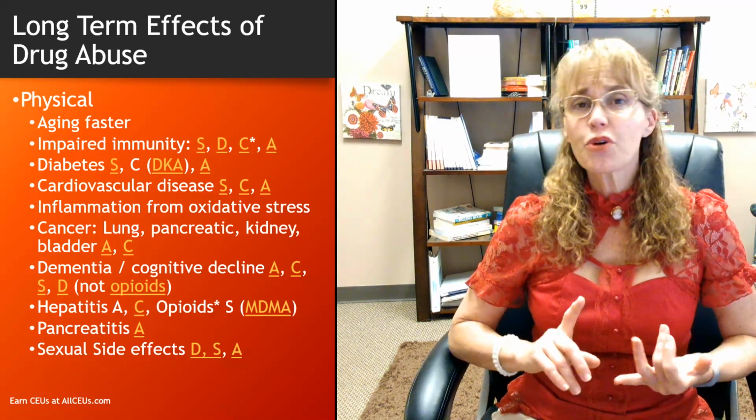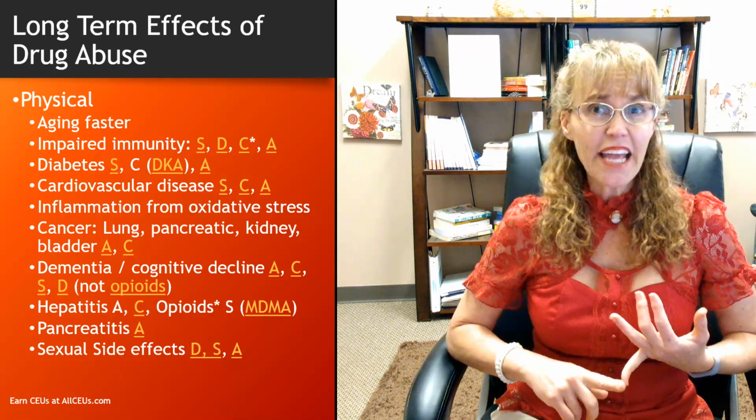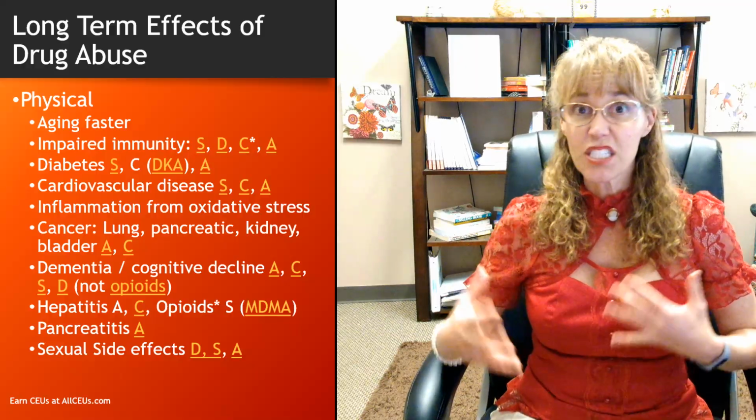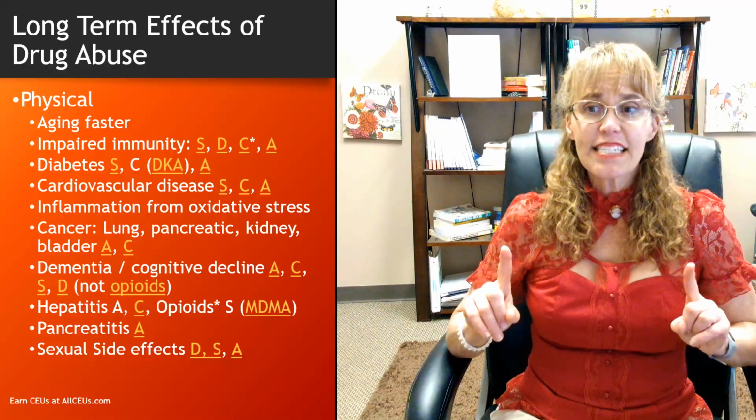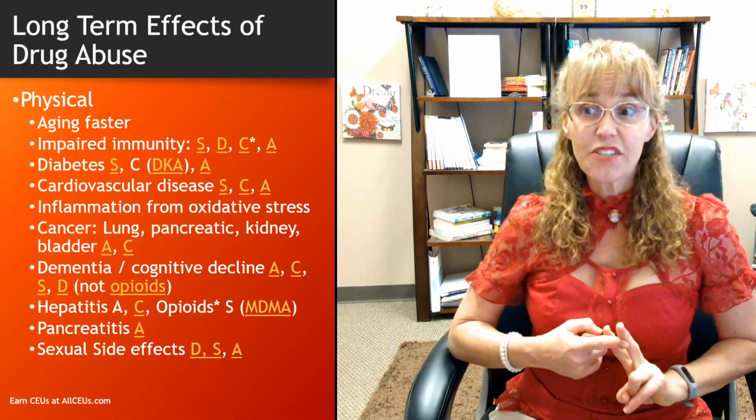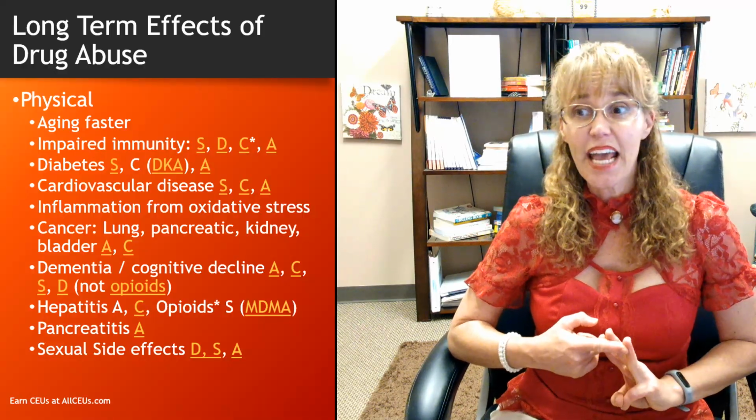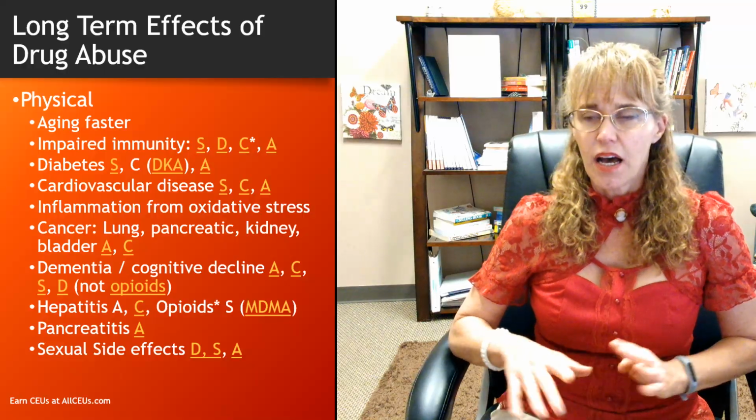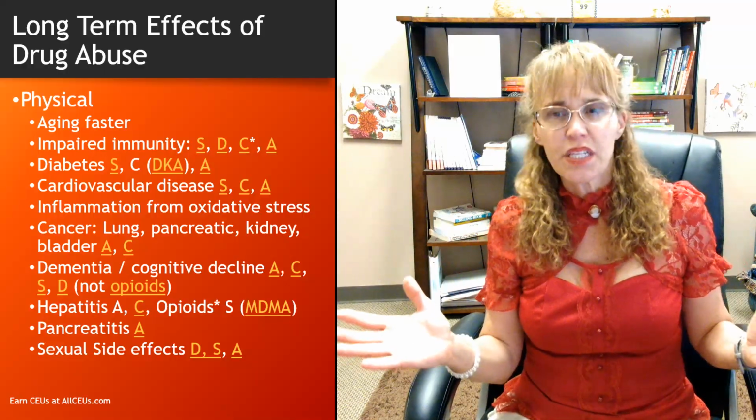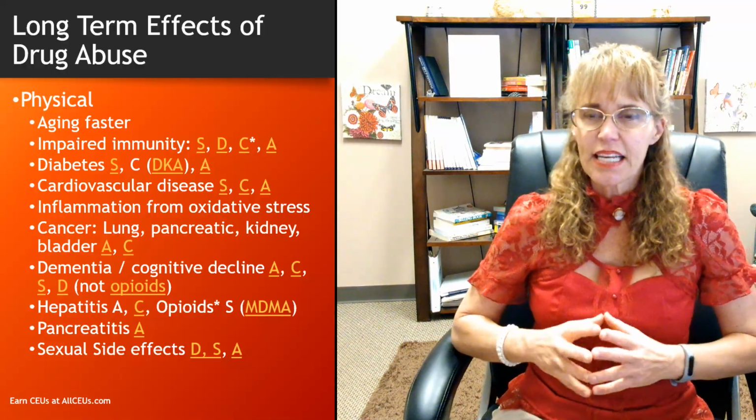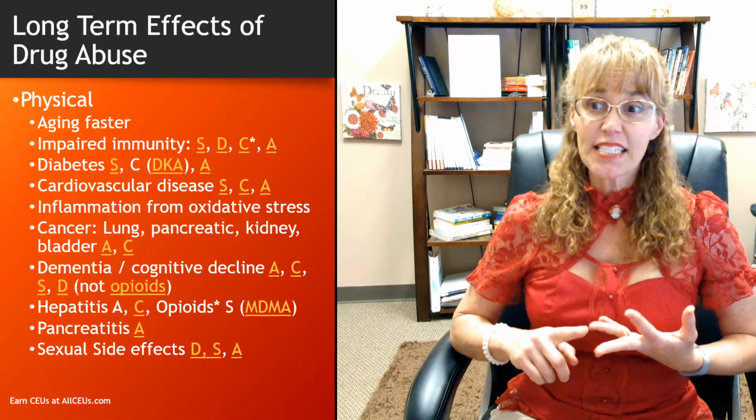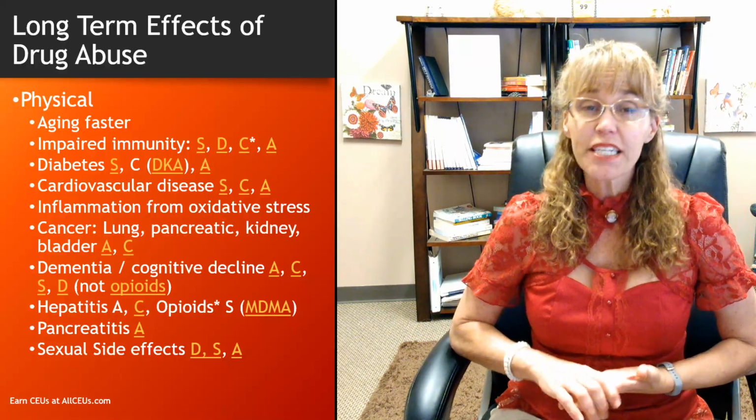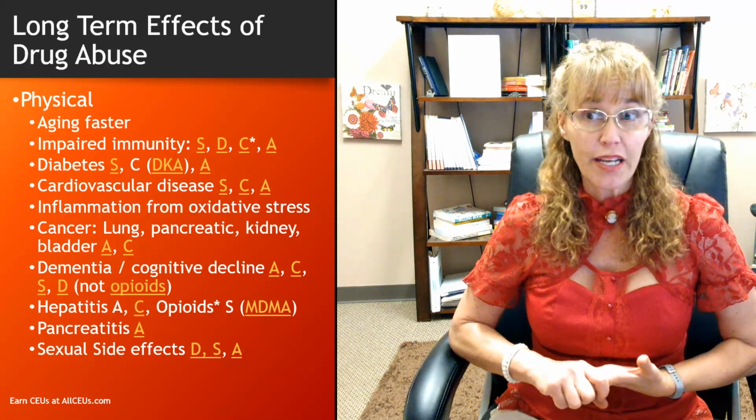Physically, people who are using substances often age faster, as I said, because of that increased oxidative stress. Now, S stands for stimulant, D stands for depressant, C stands for cannabis, and A stands for alcohol. I didn't want to have 17 million slides, so we're just going to go through these. Research has found that stimulants, depressants, cannabis, and alcohol all can contribute to impaired immunity.